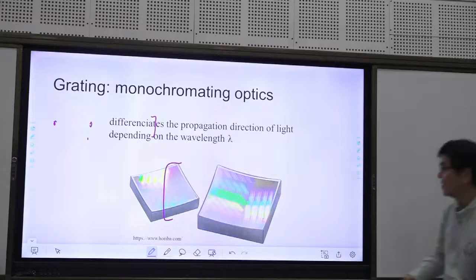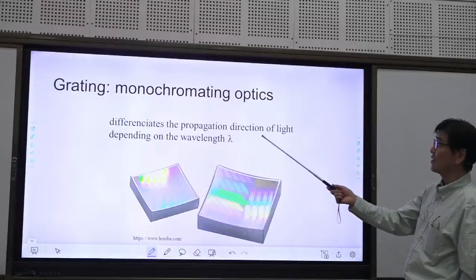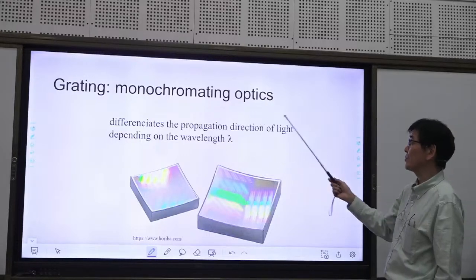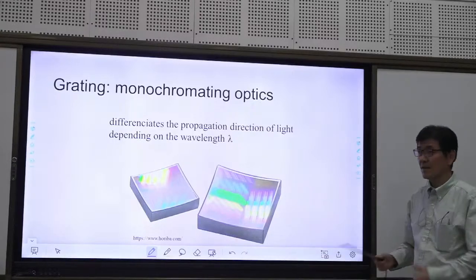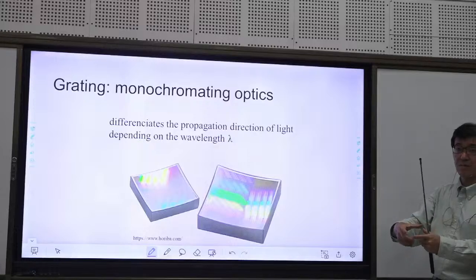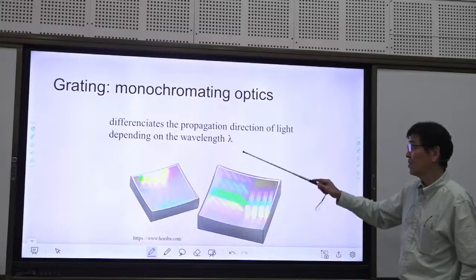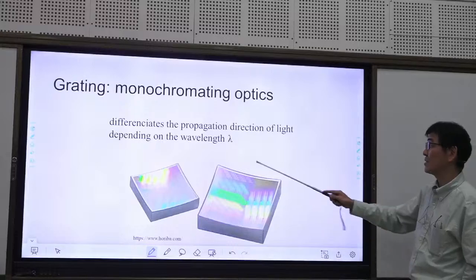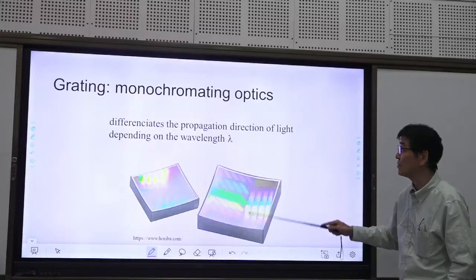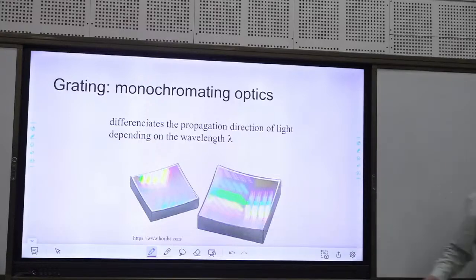Okay. Again, the grating is a monochromating optic. It differentiates the propagation direction of light depending on the wavelength lambda. You may look at a CD or DVD and it is colorful. The principle is the same. On the surface of a DVD there is a small groove and it serves as a diffraction element like a grating. So the appearance is similar. White light is separated by its color.